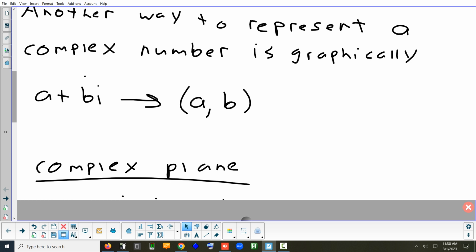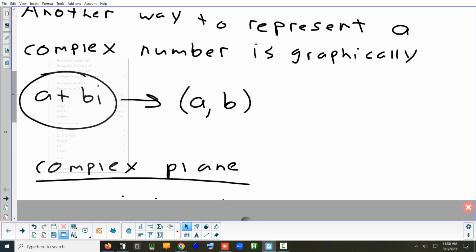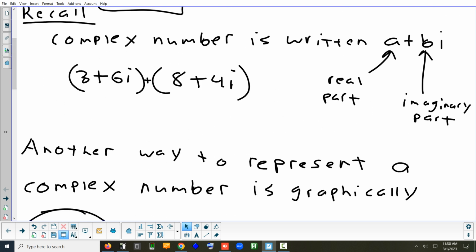The way that you would represent this on what's going to be called the complex plane is exactly like graphing the number a comma b. So if you wanted to represent 3 plus 6i, if you know how to graph 3 comma 6, that's exactly what this is going to look like. It's going to be 3 to the right, and 6 up.